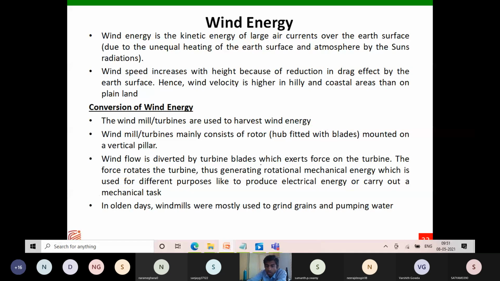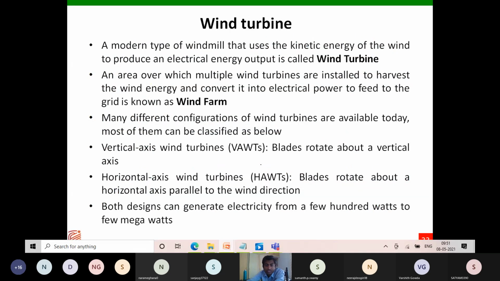So we will see what this wind turbine consists of. First we'll see what the different types of wind turbines are. There are two types of wind turbines. One is called the vertical axis wind turbine. The other is called the horizontal axis wind turbine. So vertical axis wind turbine means the turbine has a vertical axis. Horizontal axis wind turbine means the turbine has a horizontal axis along which it rotates.